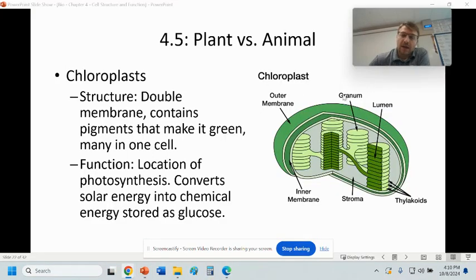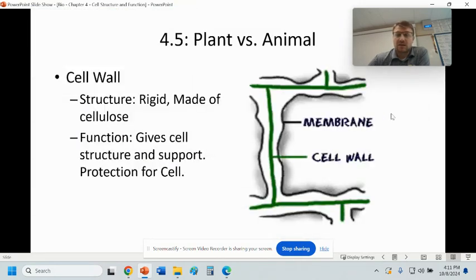Next are the chloroplasts. Again, they have a double membrane. These are more organelles that we're going to find in eukaryotic cells, and they contain pigments that make it green. Now, we don't have chloroplasts in our cells, so we don't have them in animal cells, but we do see them in most plant cells. So these are going to be places where photosynthesis occurs, and they are going to convert the solar energy into usable energy in a molecule called glucose. So these are just another form of an organelle that plants have that animals don't have, that they're going to use the solar energy to make basically their own food.